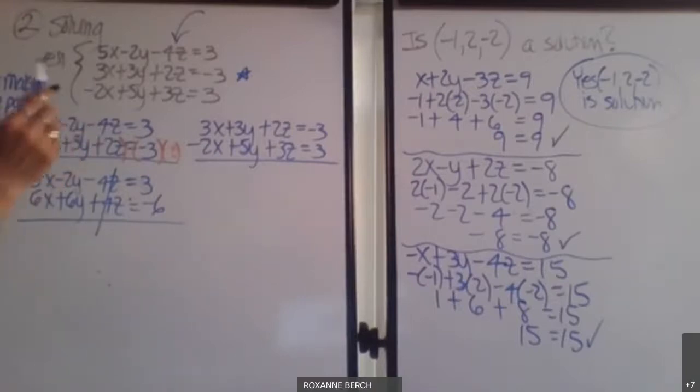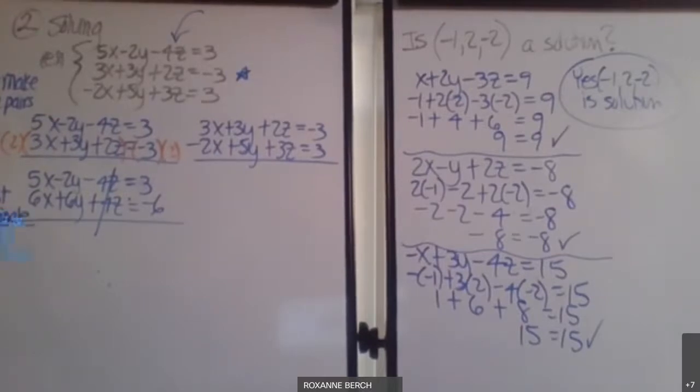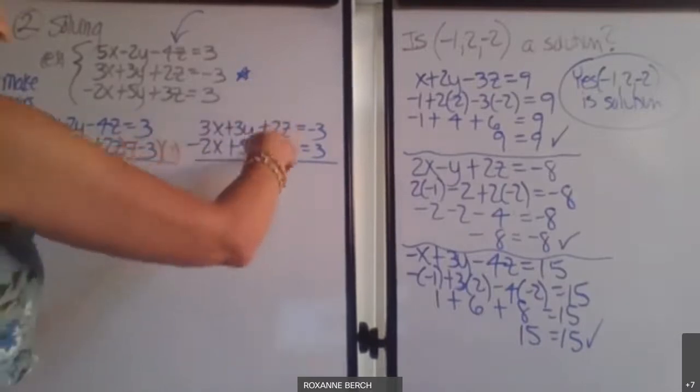Over here, you have to eliminate the same variable. So make a note, you must eliminate the same variable. For example, you can't eliminate an x in one and a y in another, it won't work. So over here, we're still focused on the z.